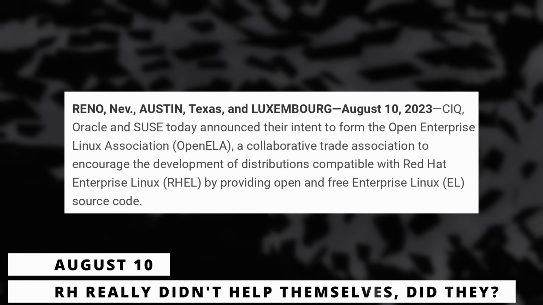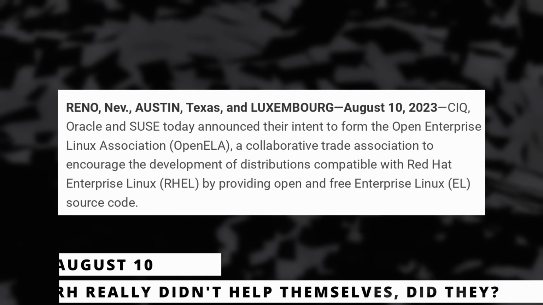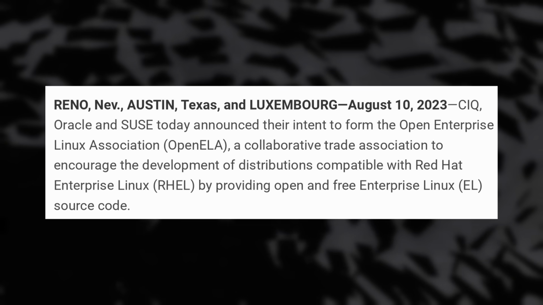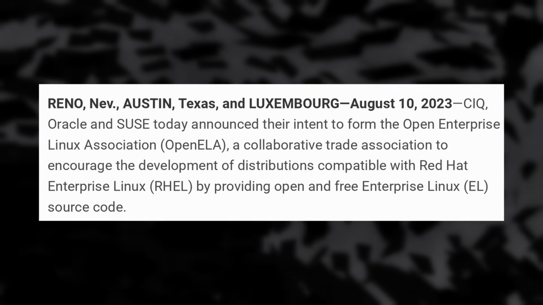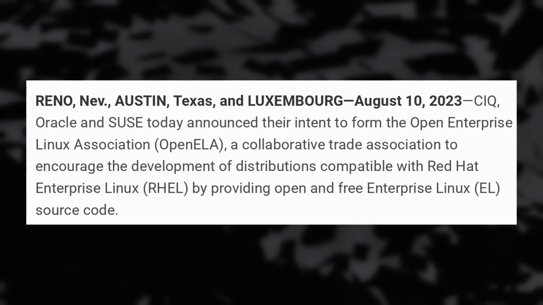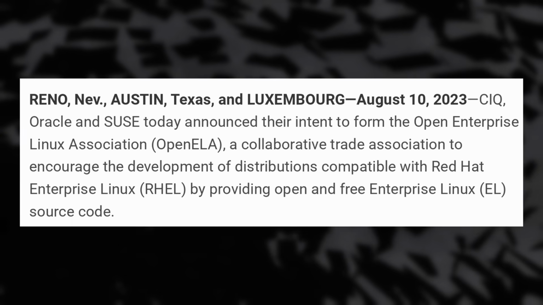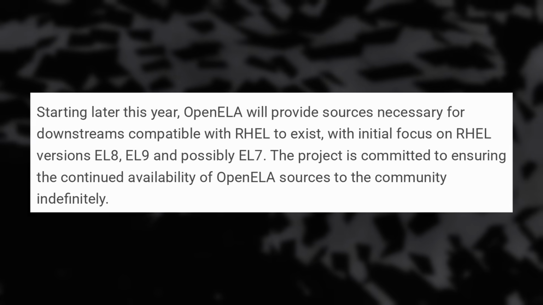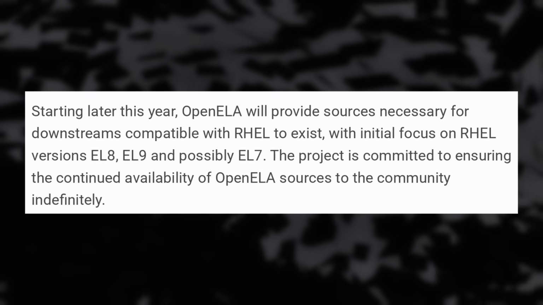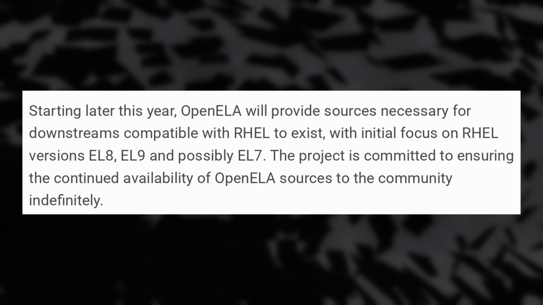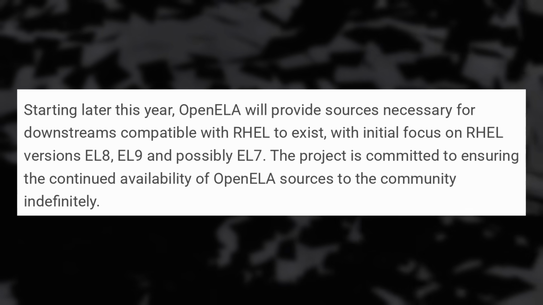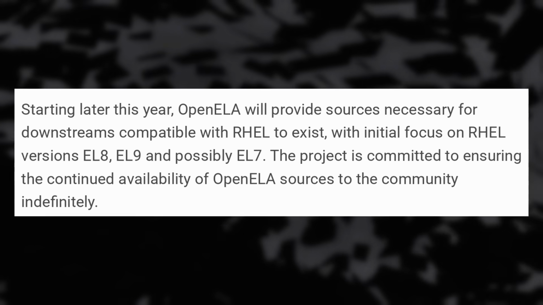Now there's something brewing in the enterprise Linux world. Oracle, SUSE and CIQ, the company behind Rocky Linux, banded together to form the Open Enterprise Linux Association, or OpenELA, with the goal to support Red Hat Enterprise Linux downstream distributions. Notice who is absent from the foundation? Red Hat! That's because this new foundation has a simple purpose: making sure that source code is freely available for all downstream Red Hat Enterprise Linux-based distributions, focusing on versions 8 and 9, with plans to also support version 7.